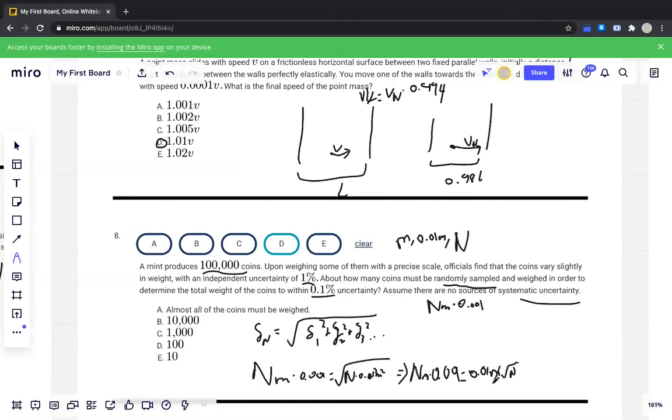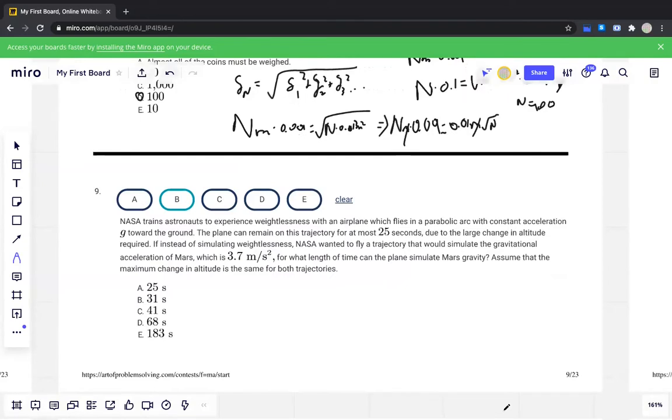Now we see that the masses cancel, and we can just solve this equation for n. So if we multiply both sides by 100, we get n times 0.1 equals square root of n. And then if we square this, we get n squared times 0.01 equals n, or n is equal to 100. So our answer is D.